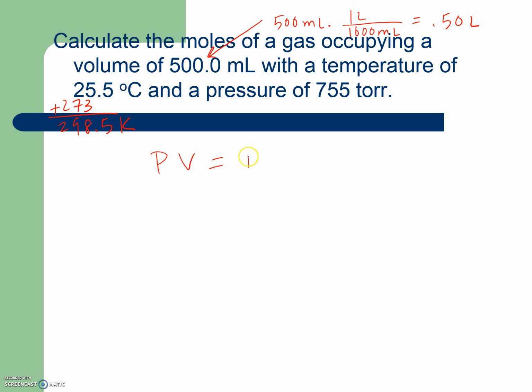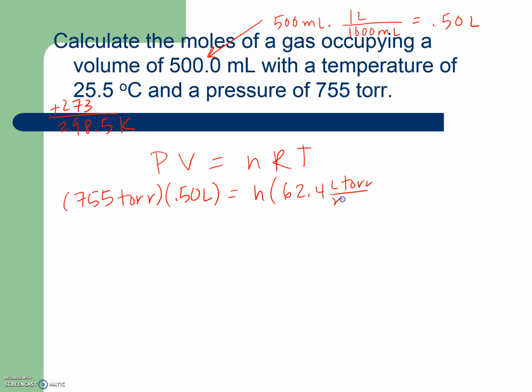3 different things, no change from one to another, PV equals nRT. 755 torr is my pressure. My volume is not 500 milliliters, it's 0.50 liters. Moles is what I'm looking for. R, I need to do 62.4. Temperature, I need to do 298.5 Kelvin. I'm going to go ahead and solve for N.